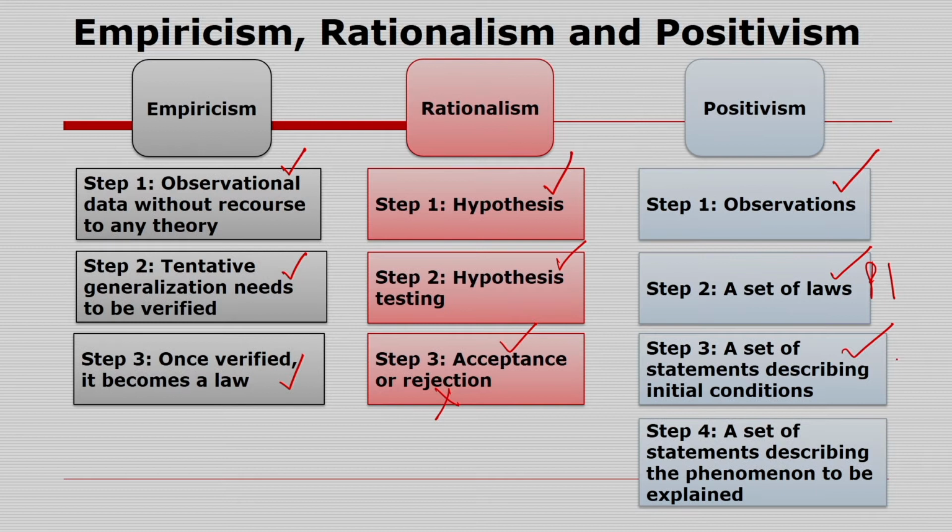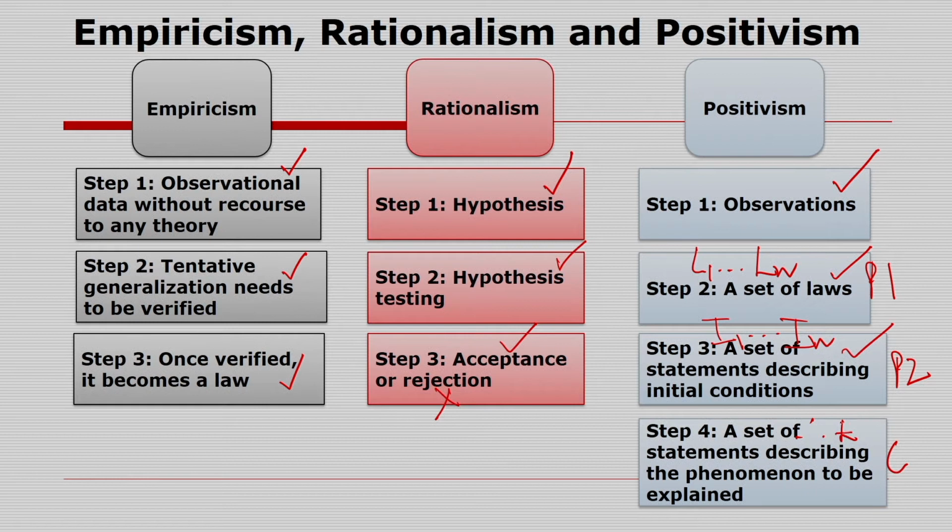And you need, at least in logic, in philosophy, at least 2 premises. In social sciences, in sciences also today, you need at least 2 premises to arrive at a conclusion. This is our conclusion. If I say a set of laws, a set of initial conditions, and a set of statements describing the phenomenon to be explained, I mean, if this is a set of laws L1 to LN, this is a set of statements describing the initial conditions I1 to IN, and therefore, we tend to arrive at an explanation.